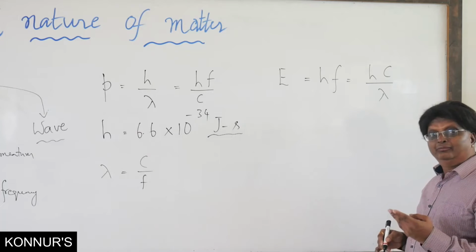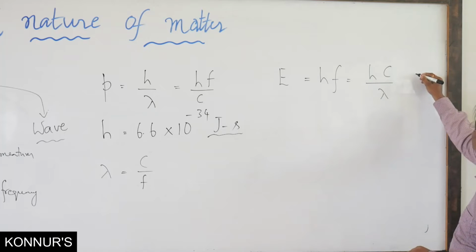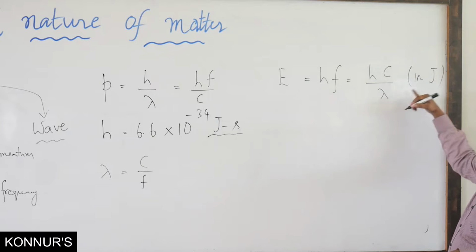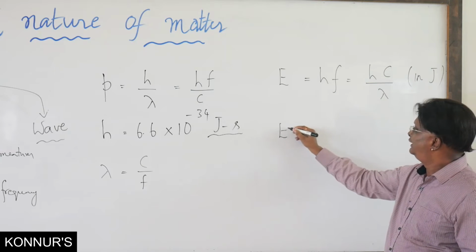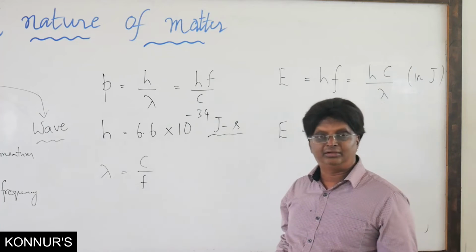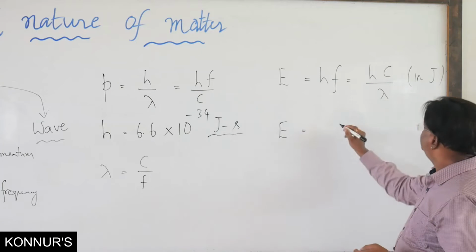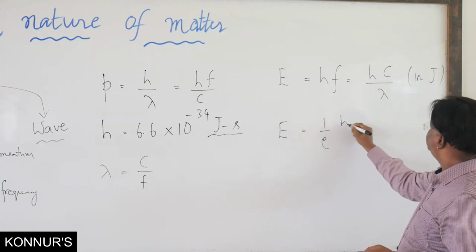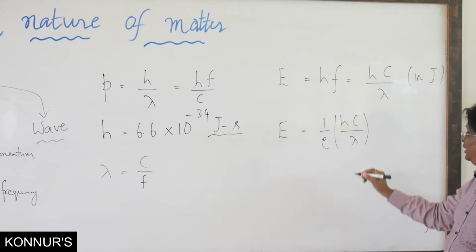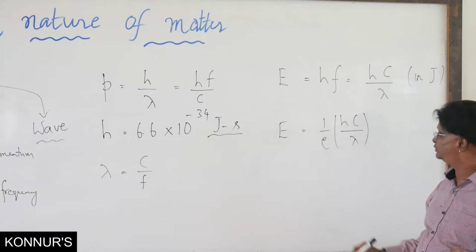When you substitute the h value, c value and lambda value in SI units, you will get the value, of course, in joules. hc by lambda will be in units of joule. Whereas when the joule is to be converted into the smallest unit of energy, the electron volt, it is divided by the charge of electron, that is 1 by e times hc upon lambda. This h is a universal constant, c a universal constant, and electronic charge is also a universal constant.